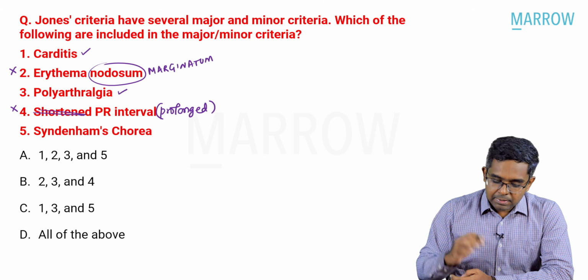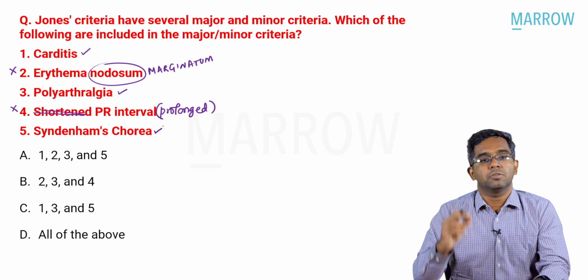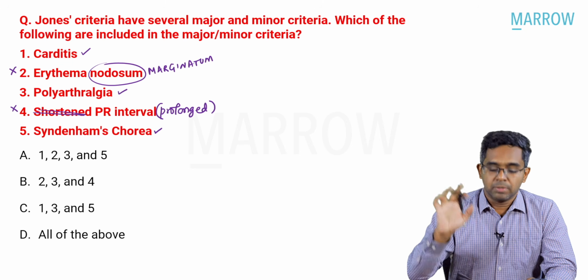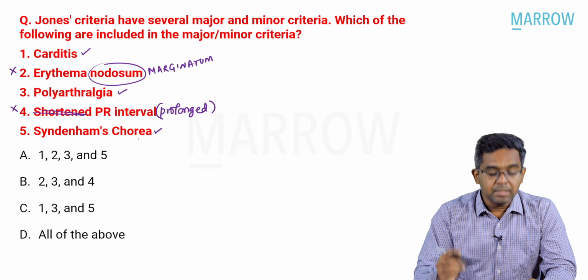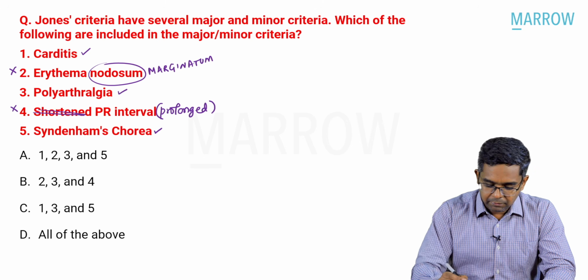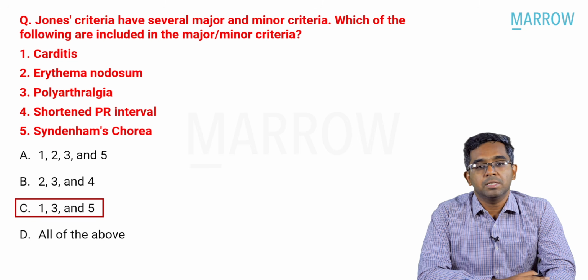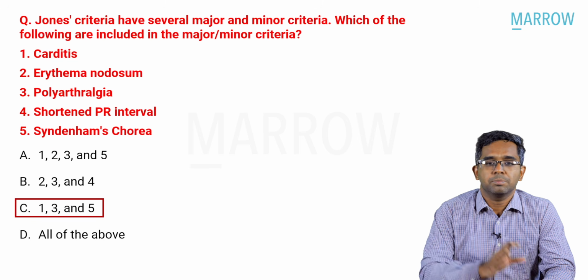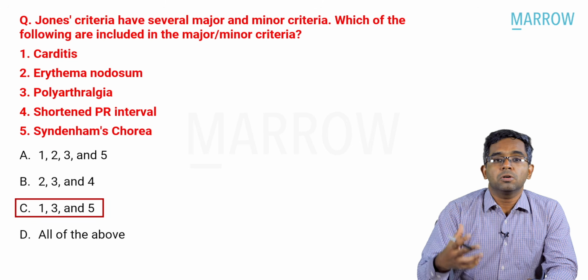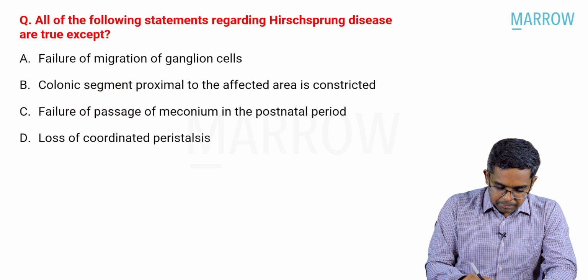Sydenham's chorea is a neurological manifestation included under the major criteria of Jones criteria. So that is also there. So 1, 3 and 5 are correct regarding the Jones criteria and acute rheumatic fever. So which option fits into that? It is option C, which will be the final answer for this particular question. Purely a question based on recall of Jones criteria in acute rheumatic fever. Moving on to our next question.